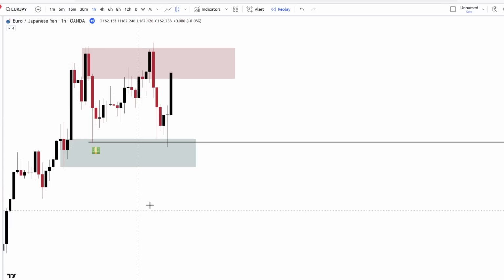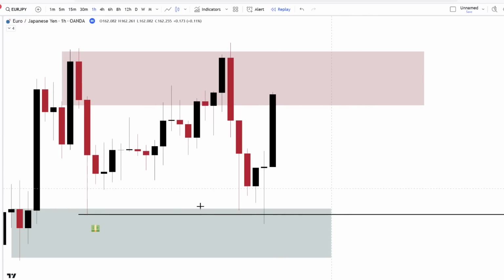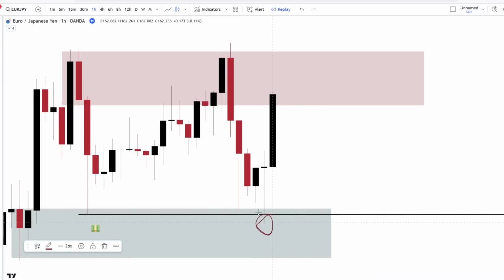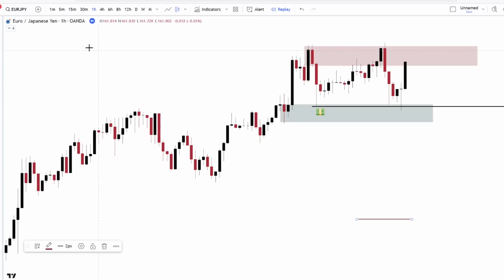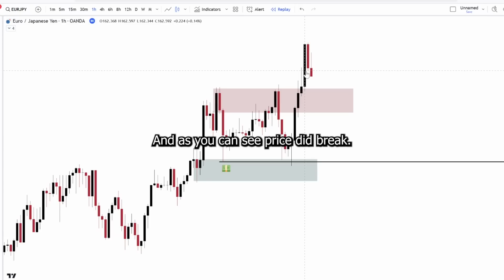And as you can see, price quickly came down here, took this liquidity and closed back inside of the range. And this is our stop hunt. This is our liquidity sweep. And we can anticipate price to continue higher. As you can see, price did break structure, close above, and continue higher.